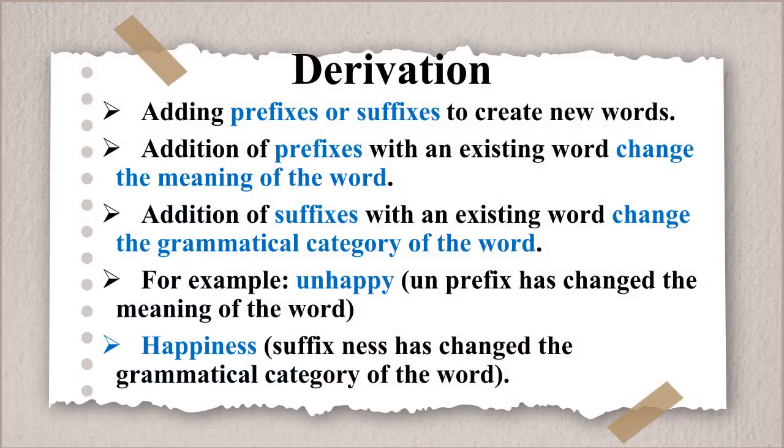Derivation. Adding prefixes or suffixes to create new words is known as derivation. Addition of prefixes to an existing word changes the meaning of the word, and addition of suffixes to an existing word changes the grammatical category of the word. For example, in the word unhappy, the prefix un has changed the meaning of the word. Whereas in the word happiness, addition of the suffix ness at the end has changed the grammatical category of the word. It was an adjective first, and after the addition, it became a noun.